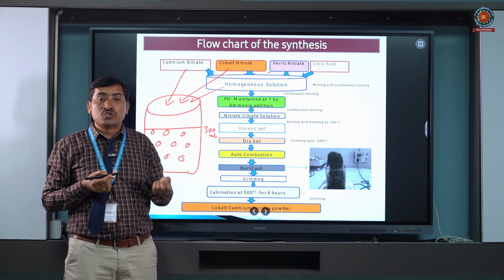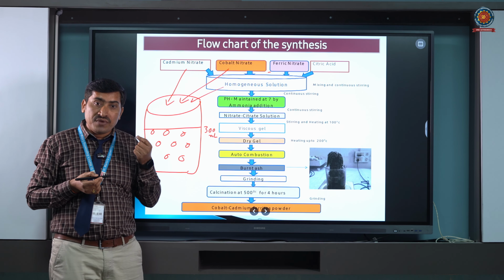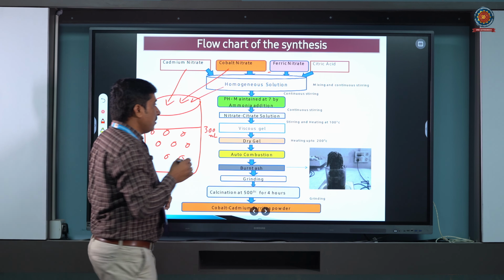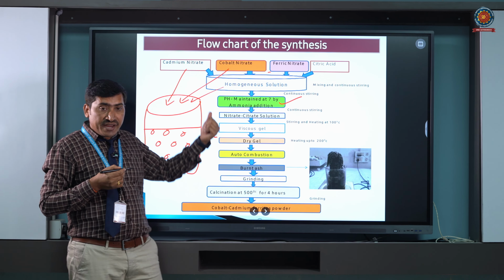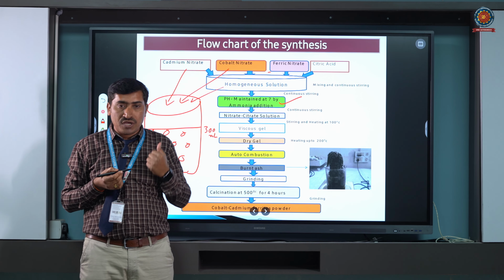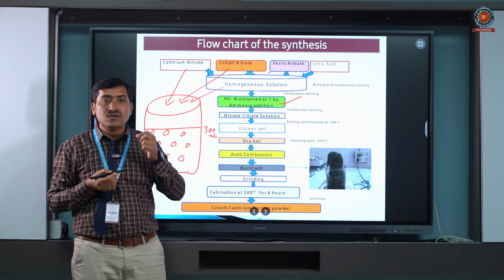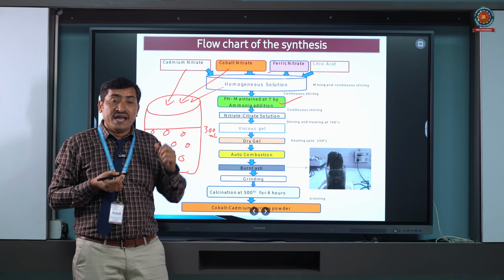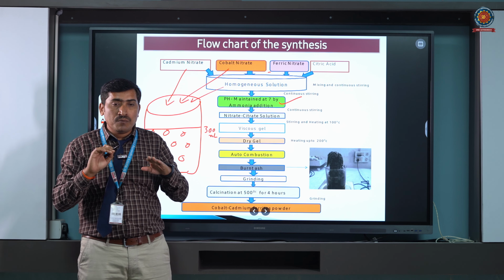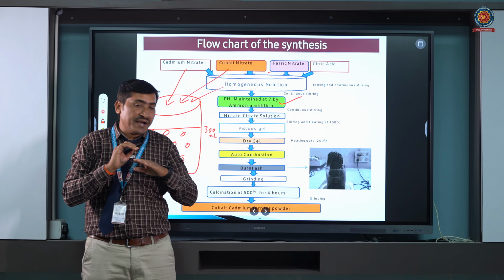We are adding the ammonia solution drop by drop and maintaining the pH at 7. When we get pH 7 by the pH paper, our solution is homogeneous. Next, we remove the pH paper and remove the magnetic bead.